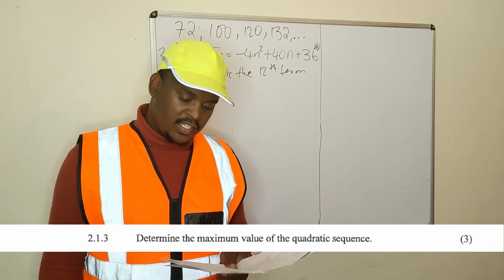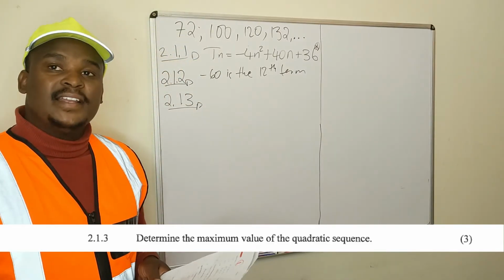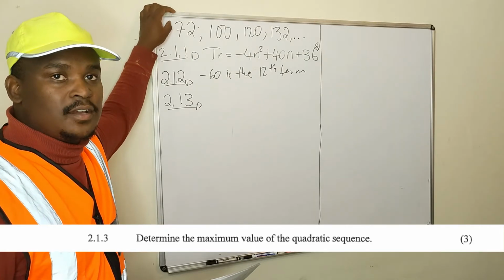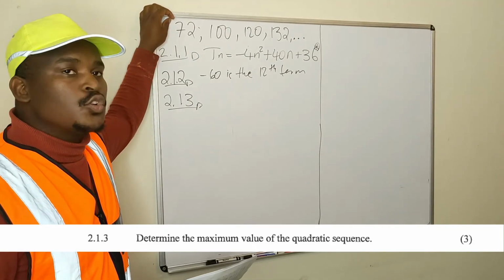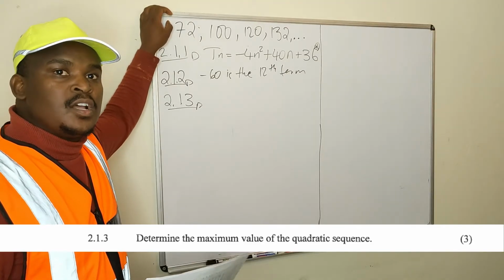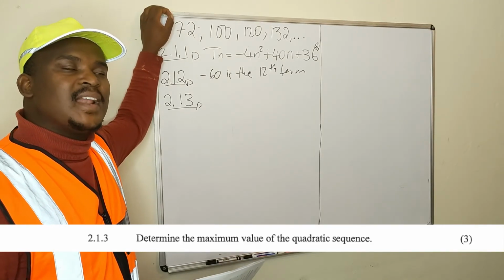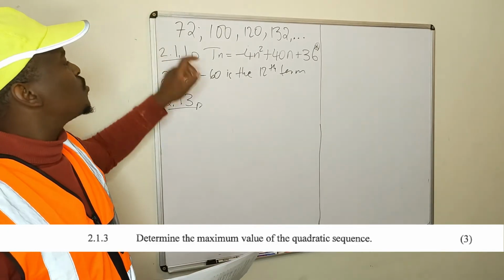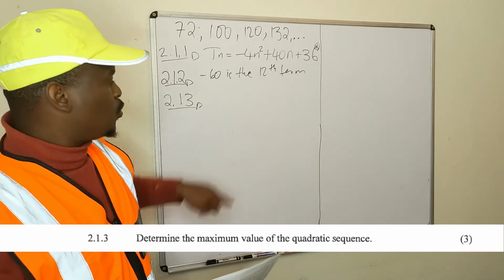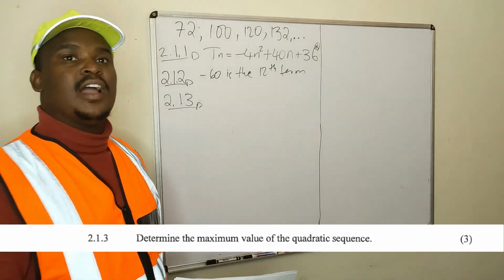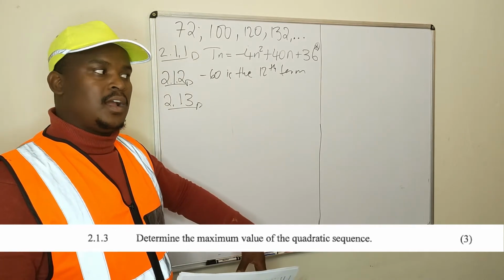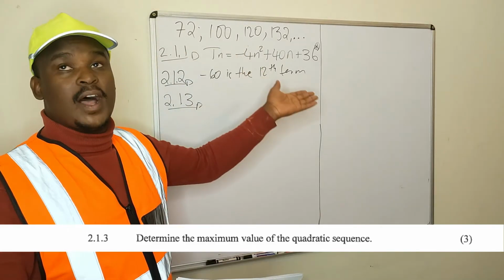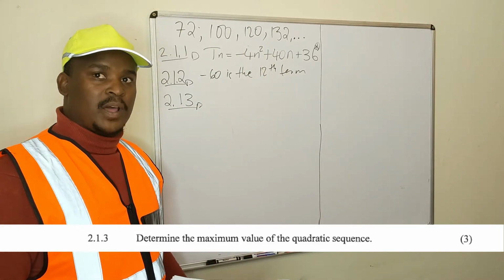Determine the maximum value of the quadratic sequence. So what they want us to do is find the biggest value of this sequence here. You know this is a quadratic sequence, and a quadratic sequence behaves in a similar manner to the quadratic function, which is the parabola. This quadratic sequence is negative, right? So it will also preserve that negative, concave down feature, as if it was a quadratic function or a parabola.